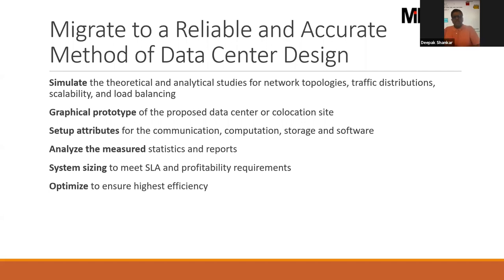The problem is inside the data center, which is your servers, the storage, the software licenses, the virtual machines, all of those attributes. So when you simulate, you're creating really a graphical prototype of the data center or the co-location site. And then you set up attributes for each one of these individuals. How many data centers do I need? How many interfaces do I require? How many processors? How many cores? What should be the clock speed? What should be the memory? How much should be the storage? Do I go with SSD or do I go with hard drives?